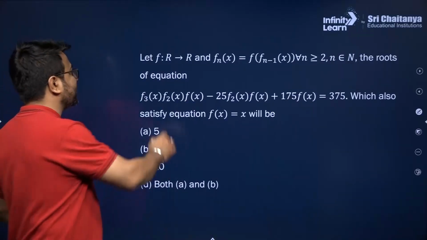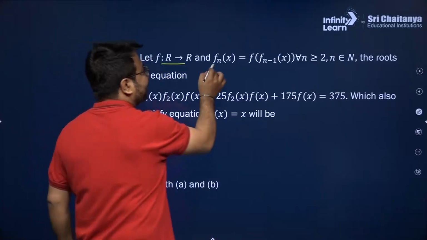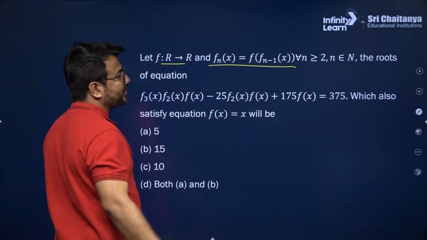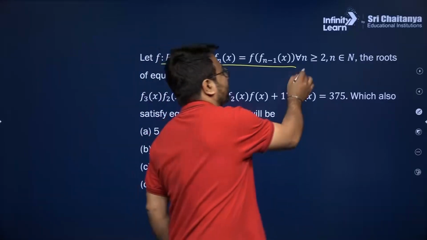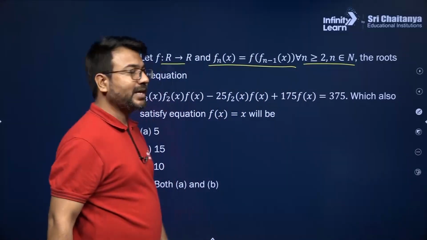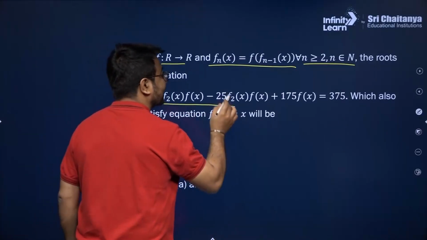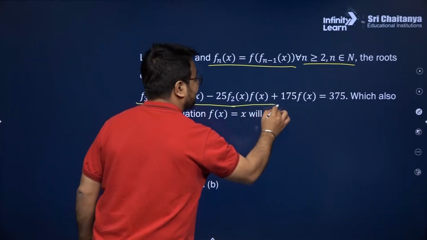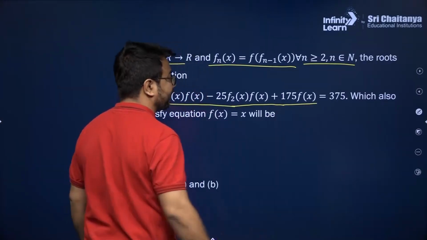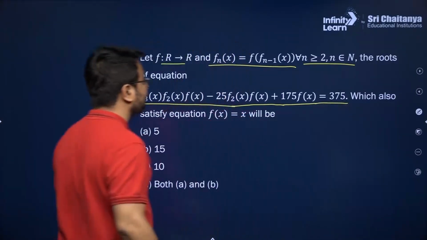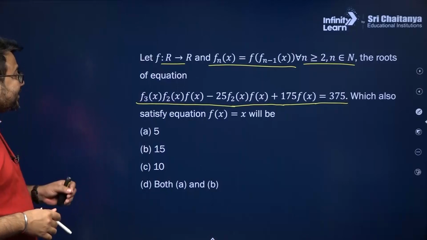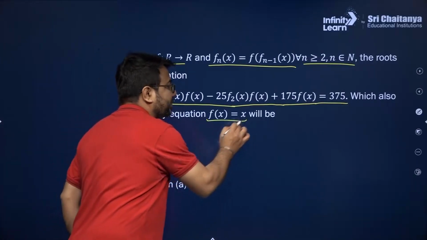Here is a function which is defined from real to real. f_n(x) is f of f_(n-1)(x) for n greater than or equal to 2, where n belongs to the set of natural numbers. The roots of this equation f3(x) minus 25 f2(x) plus 175 f(x) is equal to 375, which also satisfy the equation f(x) is equal to x.